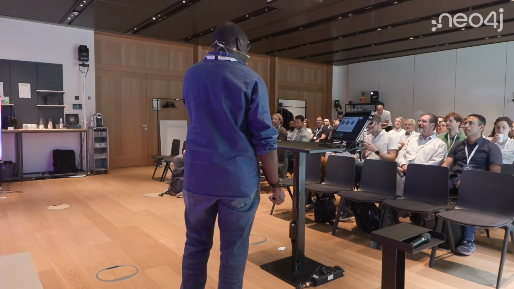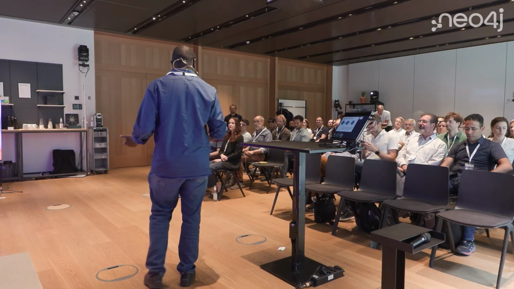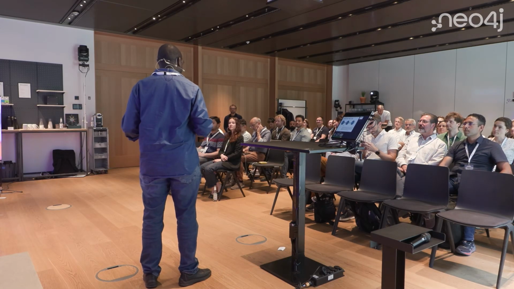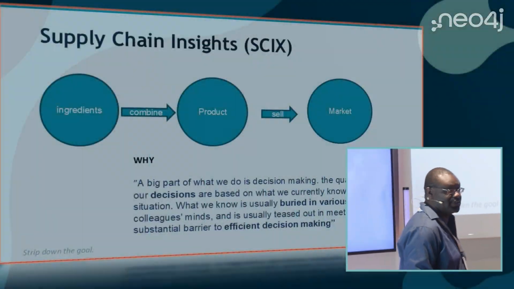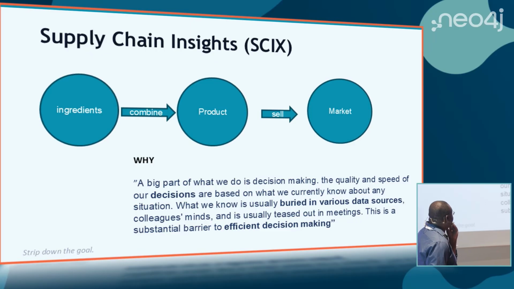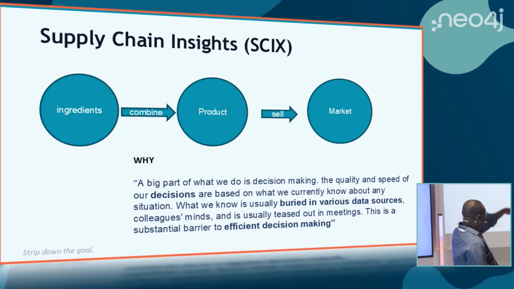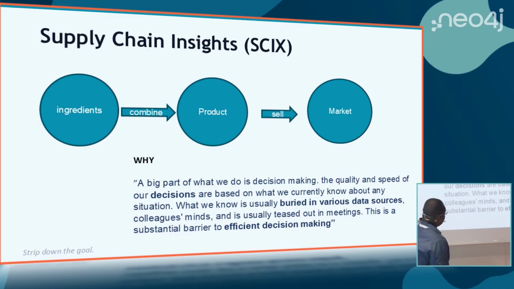So my background isn't in supply chain, but I dove into this project because that's what happens at Boehringer Ingelheim. I'm with a central data science team, and they place us wherever we're needed. And it just so happens somebody needed a data scientist on this supply chain project. So supply chain is pretty basic. It's ingredients, combine them, get a product, and sell it on the market.